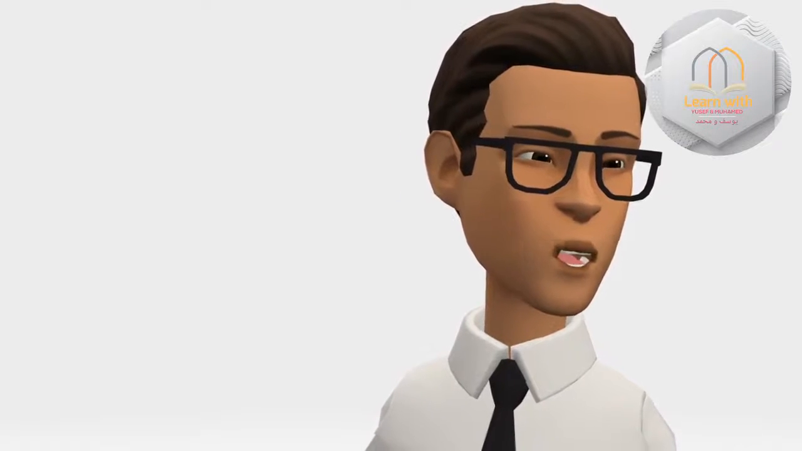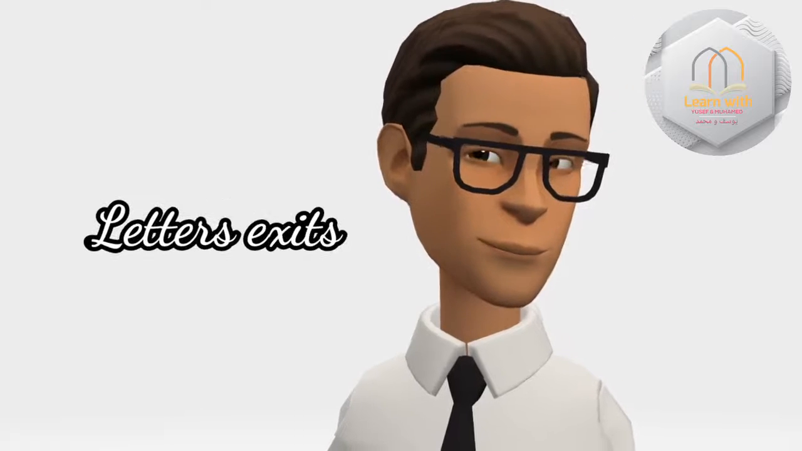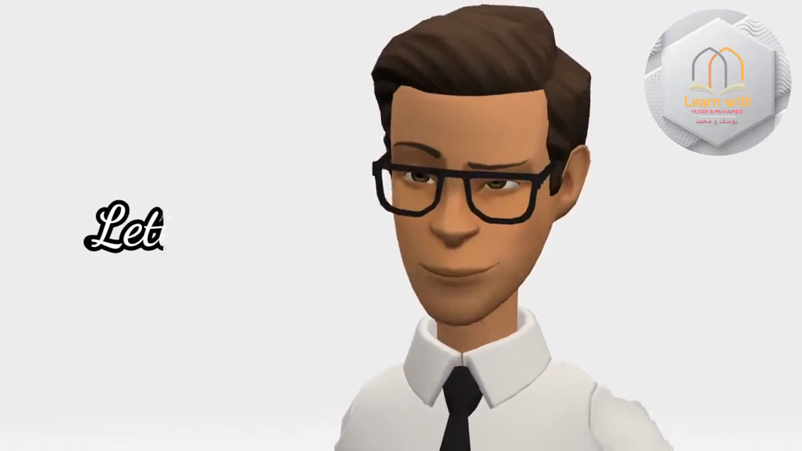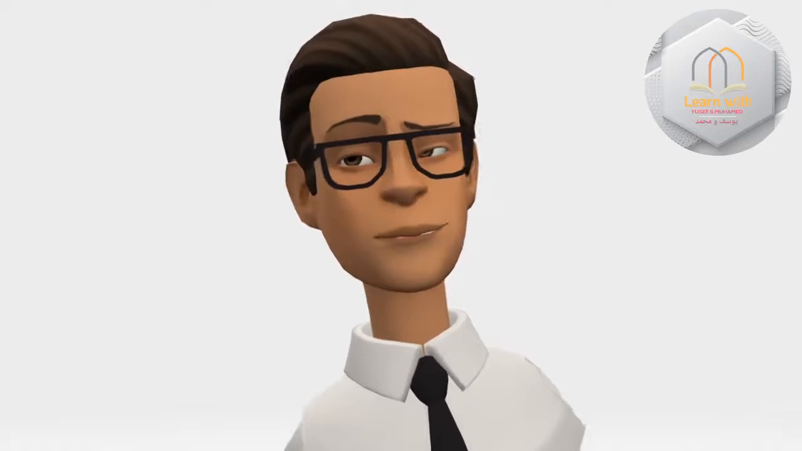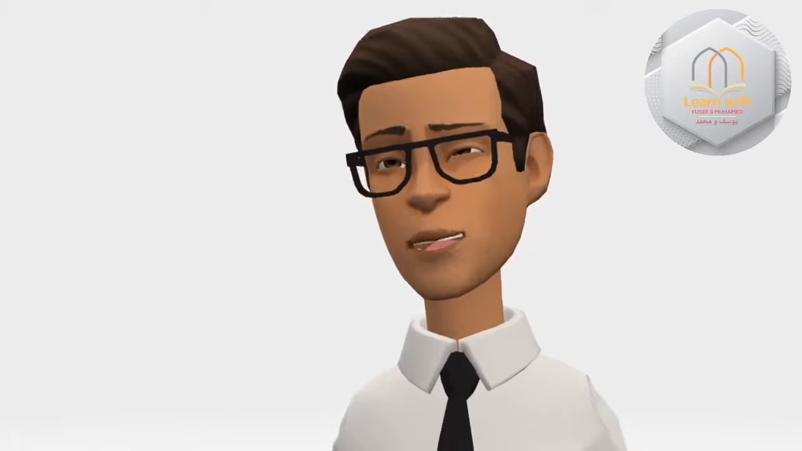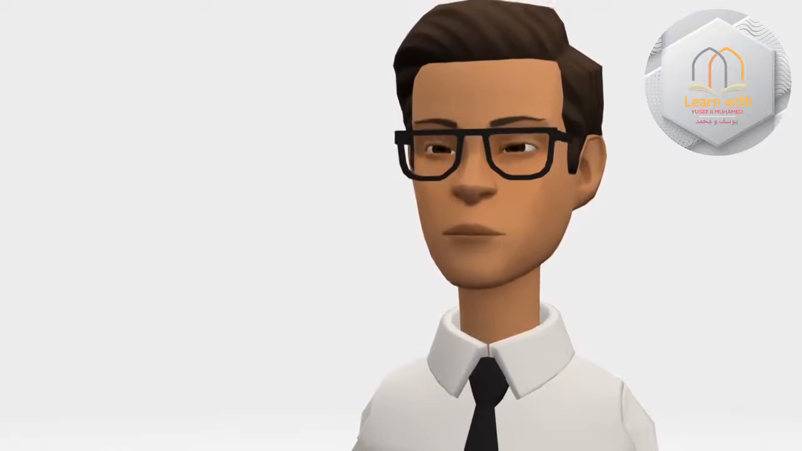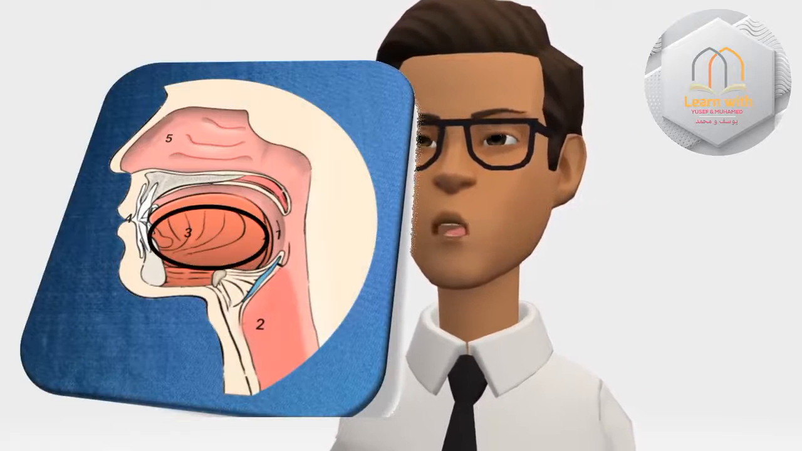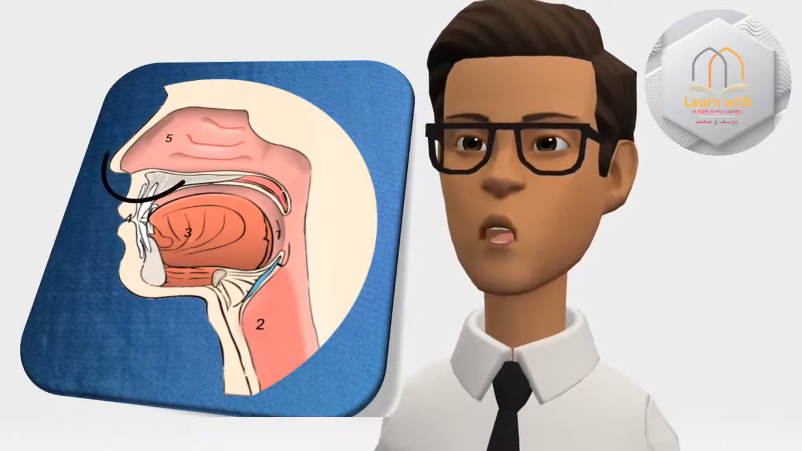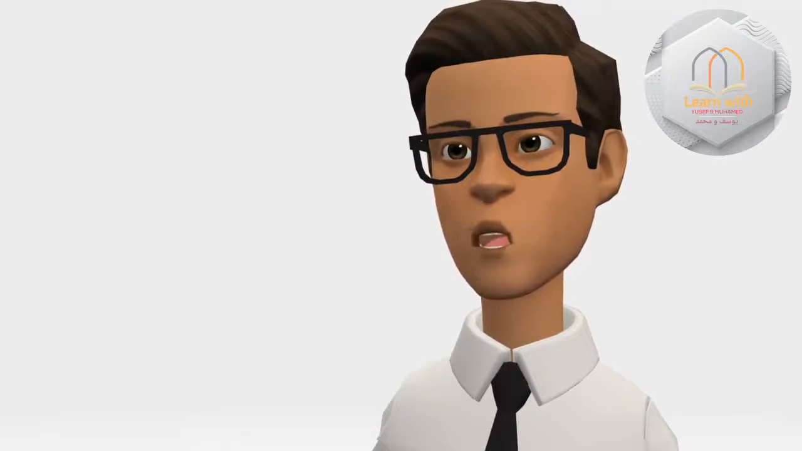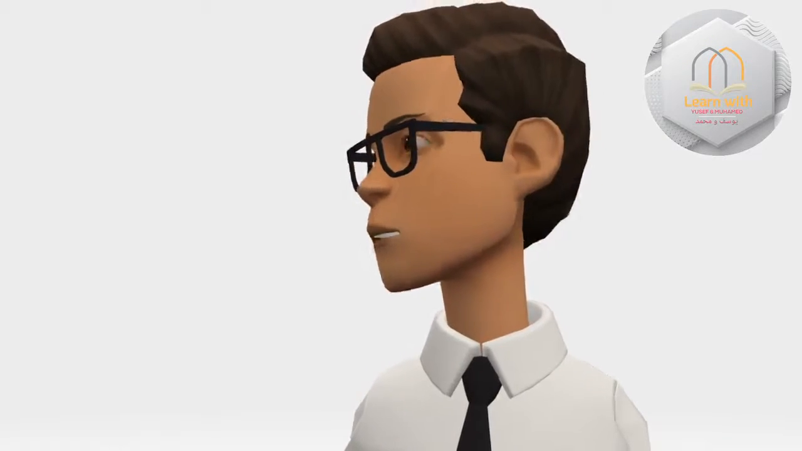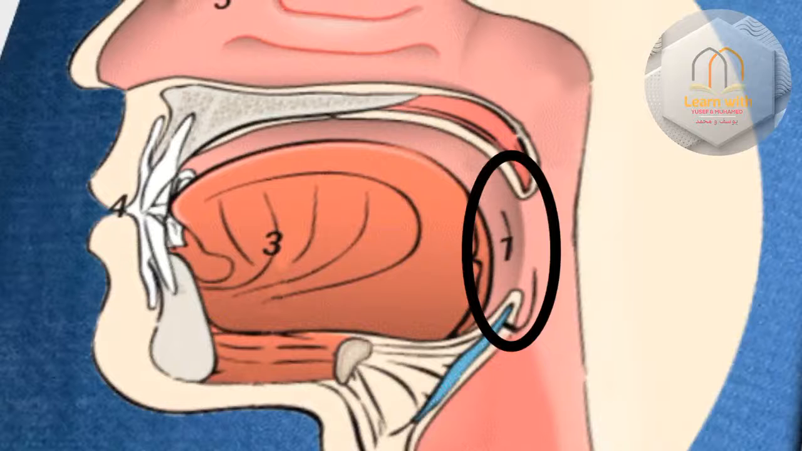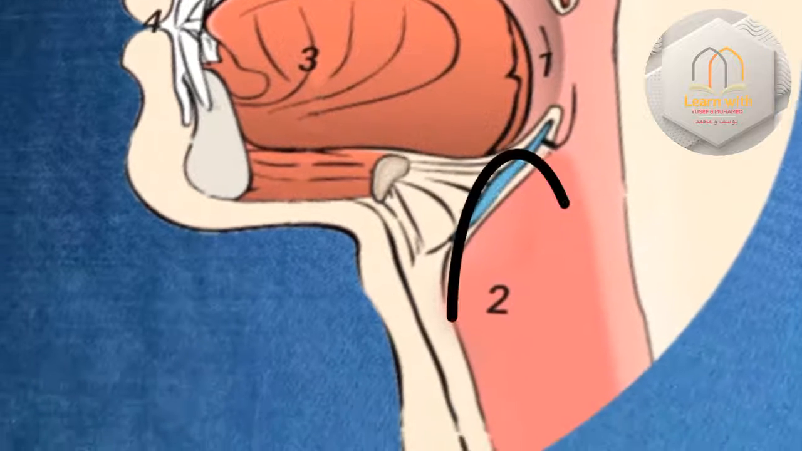But before we start, we must know the exits of the letters. What I mean by letter exit is where and how each letter comes out of the mouth. As we can see in the drawing in front of us, the Arabic language contains 5 general exits. We will mention them all in general. Later, we'll mention the exit of each letter. The first exit is the oral cavity. The second exit is the throat.